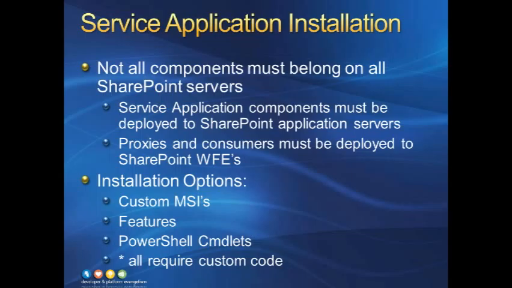Now, the installation piece first is we have to install the service application, but then we also have to install the proxy. Now, there's a bunch of ways we can do this. You can use custom MSIs, you could use PowerShell, a bunch of options. One option would be to have a farm scope feature and package all the stuff up in a WSP so that when I deploy it, whenever that farm scope feature hits the server, it'll automatically register those components.